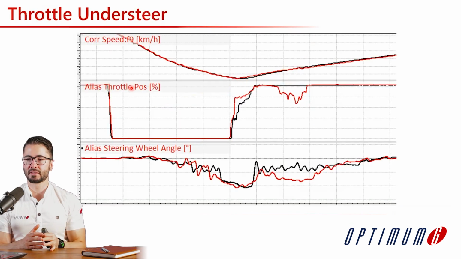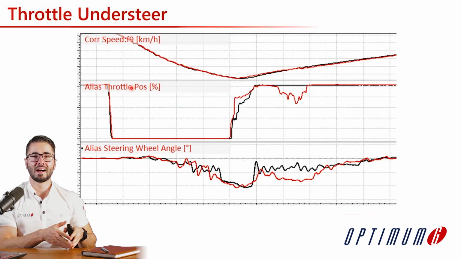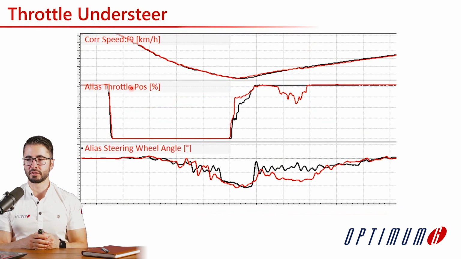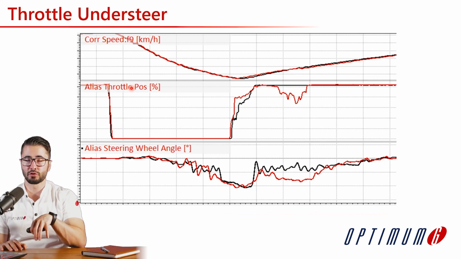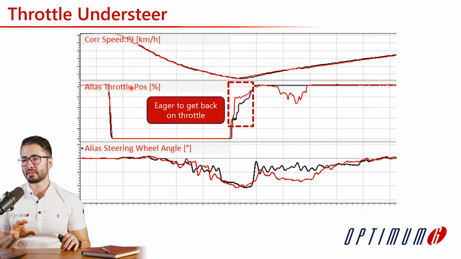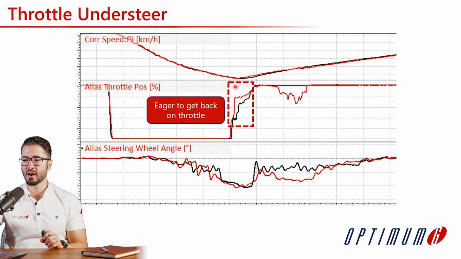Now let's look at a few examples of throttle understeer and then throttle oversteer. In this case, we have the reference lap shown in black and then the comparison lap shown in red. We can see that the comparison driver is trying to apply the throttle a lot earlier to get more exit speed. However, this extra throttle is inducing some understeer, so we can see the higher steering here indicating understeer.